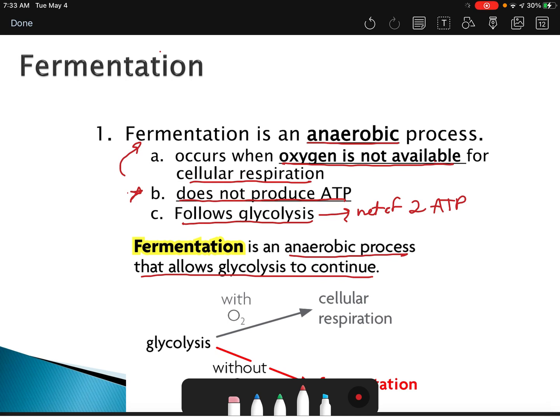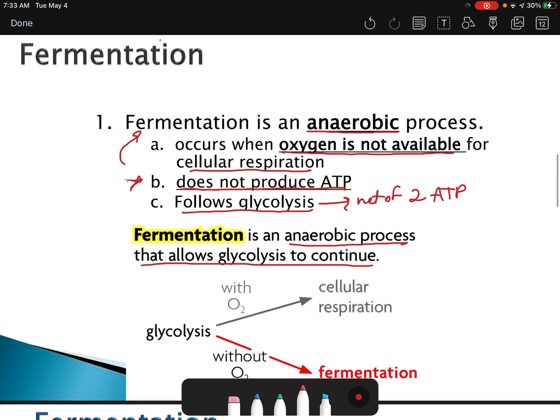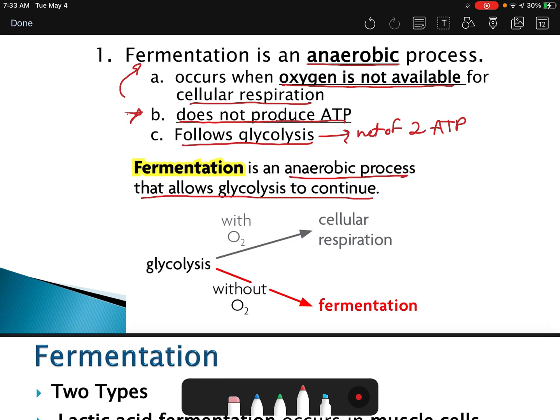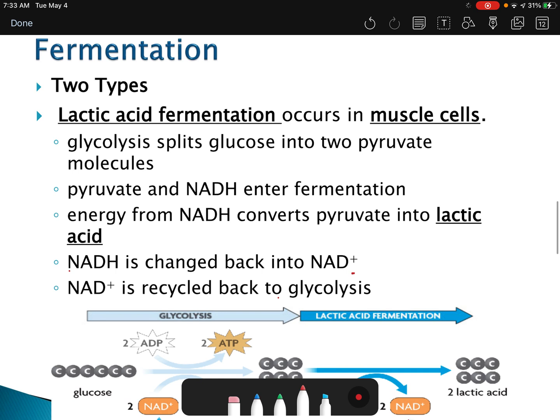There are some organisms like bacteria that only live in anaerobic environments, and so they need that 2 ATP. And so fermentation allows glycolysis to continue so that those organisms can get those 2 ATP. So again, all of our processes start with glycolysis, where we break down the glucose. If there's oxygen present, we'll go into cell respiration, and if there's no oxygen, we'll go into fermentation. Now there's 2 main types of fermentation. Lactic acid fermentation occurs in muscle cells and in bacteria.